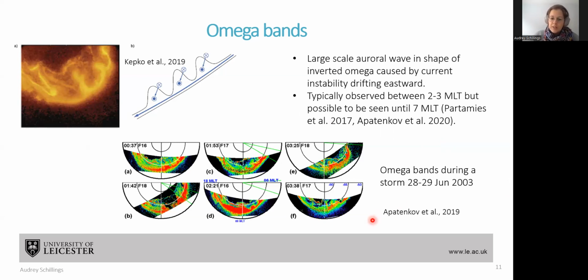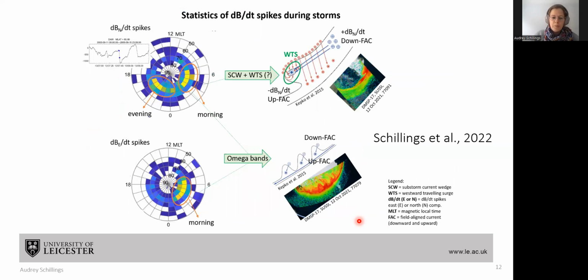And here you have an example from the paper of Apatenkov et al. in 2019, of omega bands, also with DMSP satellites, in June 2003. And so we believe that omega bands are related to the morning sector.